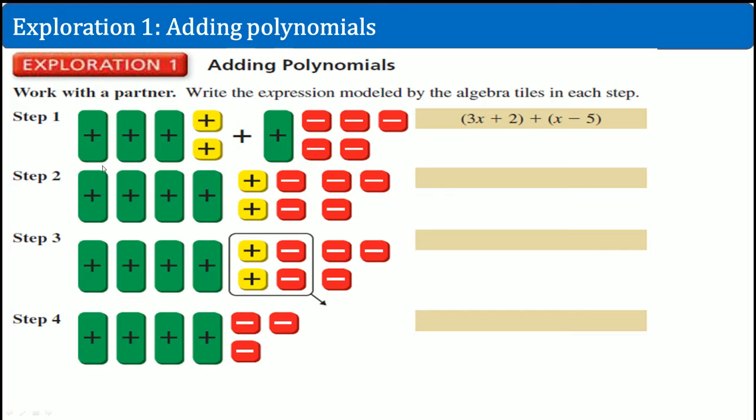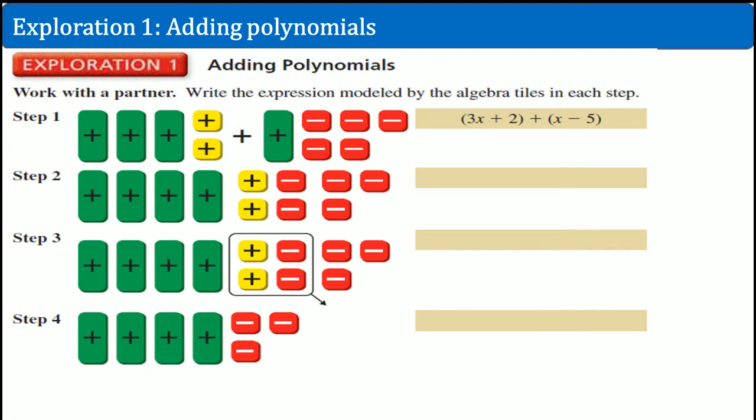This 3x is represented by these green tiles. Likewise, this is 1x, that's why it's plus 1 green tile here. The plus 2 here is represented by these 2 small yellow ones. The minus 5, which represents negative 5, is represented by these 5 red tiles. Okay? And our goal is to add these polynomials together. Okay, so we're going to add the tiles. All right, so let's see what happens.